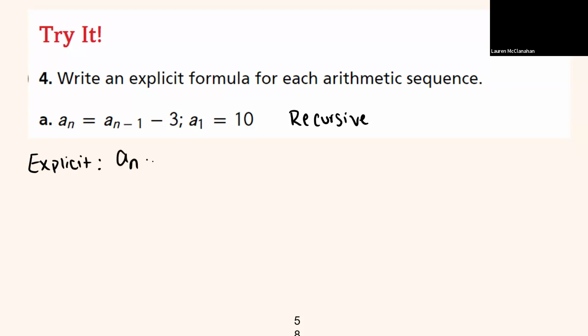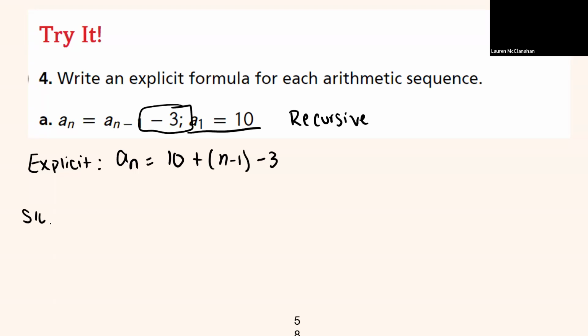Explicit form, a_n equals a_1. My first term tells me right here is 10 plus parentheses n minus 1. You need to pay attention right here. It was minus 3. Okay, so you want to write that as minus 3. Our common difference is negative 3. Don't forget that whatever sign is in front of that number is the sign that we're going to use. Okay, so that was explicit form.